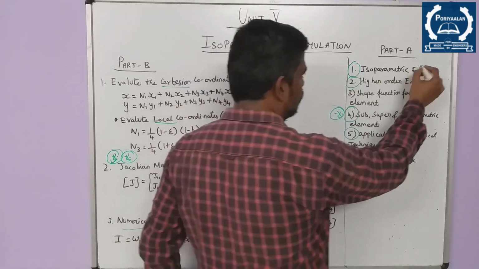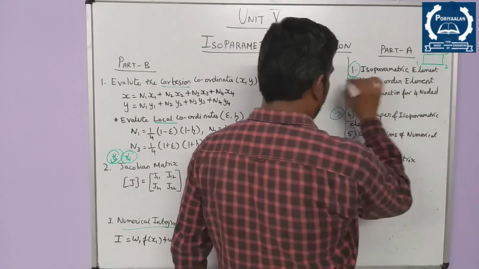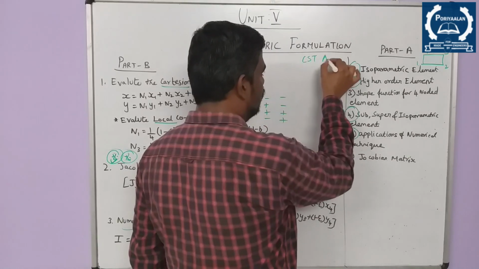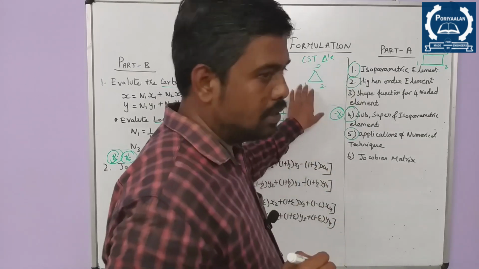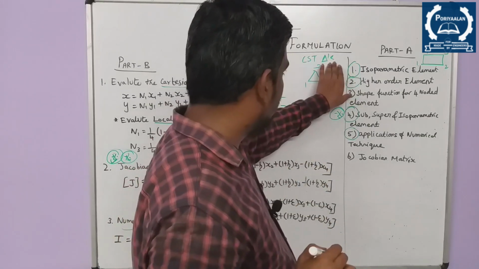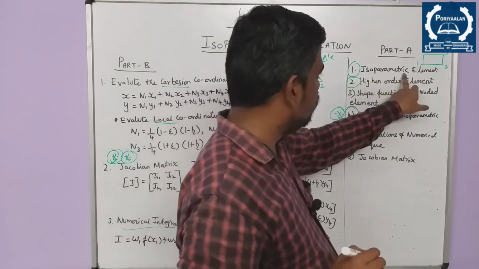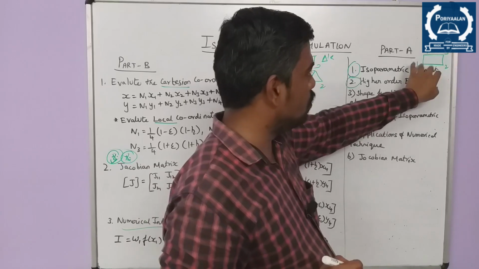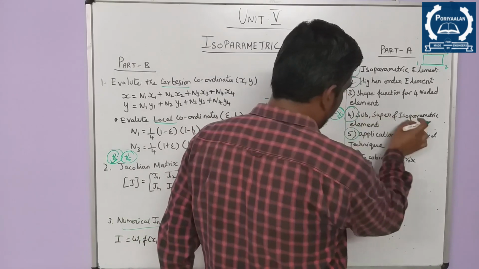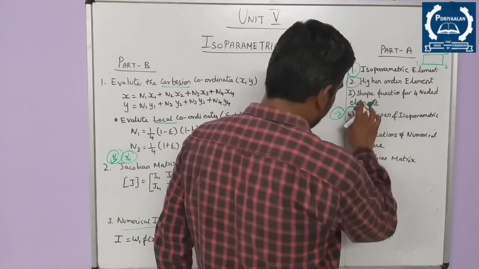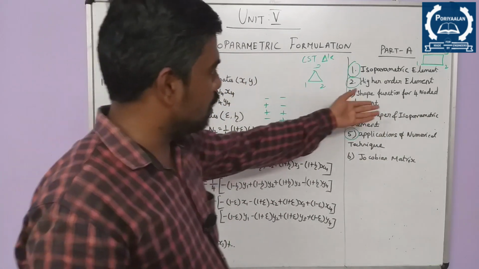Isoparametric means it is a 4-noded rectangular element: 1, 2, 3, 4. For CST, units 3 and 4 are based on triangular elements, so it is a 3-noded triangular element. The CST element and axisymmetric elements are triangular elements, that is 3-noded: 1, 2, 3. For the isoparametric element, it is a 4-noded rectangular element with 4 nodes: 1, 2, 3, 4. Keep in mind sub, super and isoparametric elements. The shape function for a 4-noded element, the formula is here. Just write the formula here.